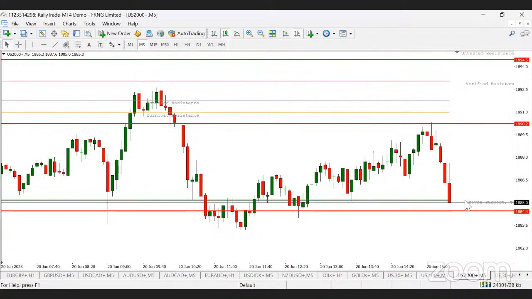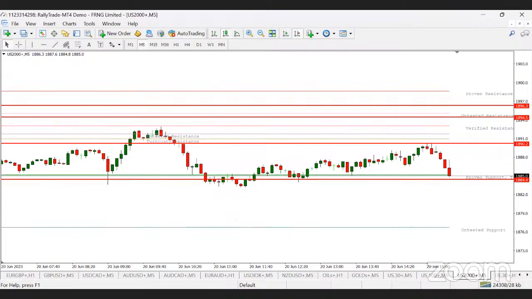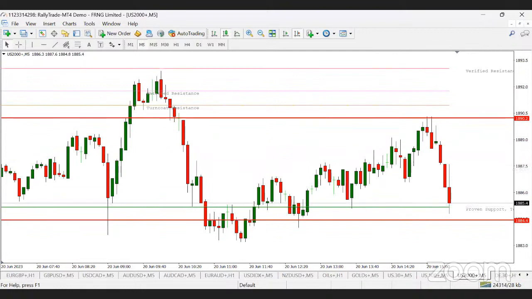But if it breaks below it, then I'll be going in for a sell, and my sell is going to move up until the untested support. Yeah, that far? Yes, that far. So that's what I'm going to be doing.